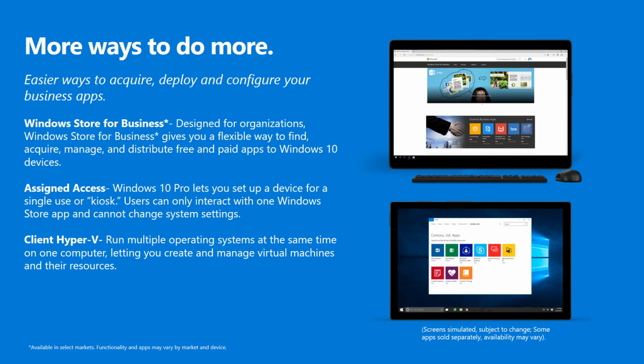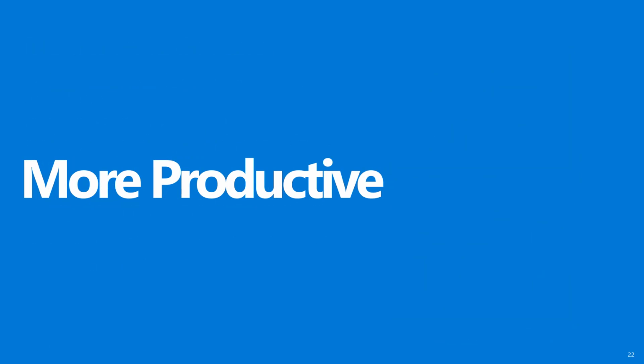Now, other ways that you can deploy and configure business apps now include Windows Store for Business. You've seen the consumer store, but now we can start providing a business store as well that sits inside of the Windows Store on Windows devices. We've got assigned access, which, as I mentioned, allows you to set it up for a single use or a kiosk type situation, as well as client Hyper-V so that you can run multiple operating systems if you do need some of those backwards compatibility capabilities.